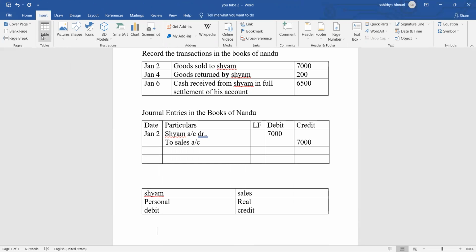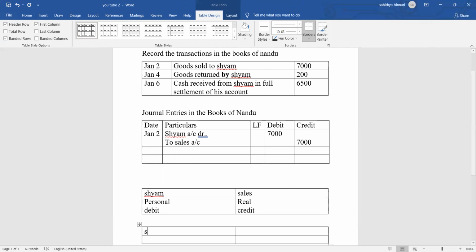So let me open the working notes. Sales returns is involved in the transaction and Sham is involved in the transaction. Sales returns always comes under the real account. Sham comes under the personal account.